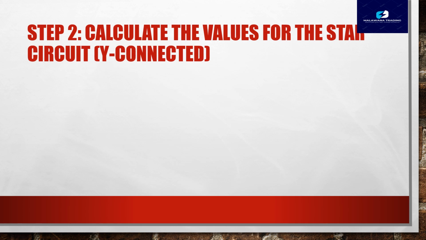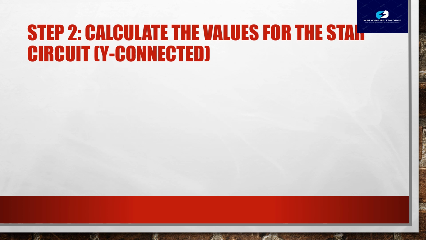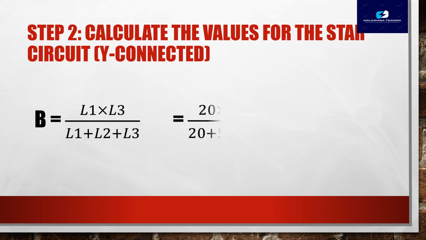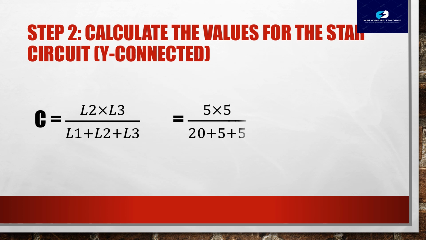To move to our next step, we'll need to calculate the values for the star connected circuitry. To get the value of A, as the formula says, L1 times L2 divided by L1 plus L2 plus L3, we substitute the values of L's: 20 times 5 divided by 20 plus 5 plus 5. That will give you 3.3 ohms. To get the value of B, you do the same. You just substitute into the formula the original values of the delta connected circuitry, and it looks like the same values, so you're going to get 3.33 ohms as well for B. To calculate C, you substitute L2 and L3 with the actual values, which is 5 and 5. 5 times 5 is 25, you divide by 30. Then you get your actual value for C, which is 0.833 ohms.